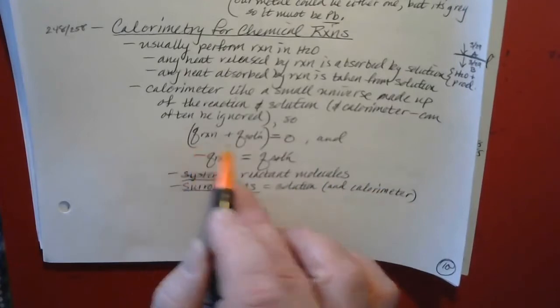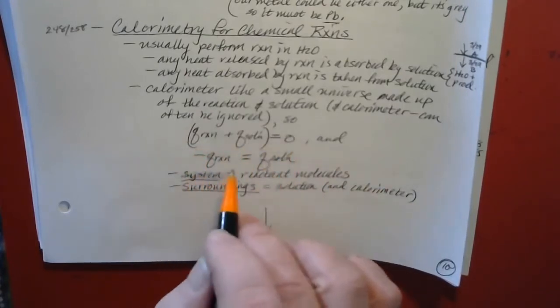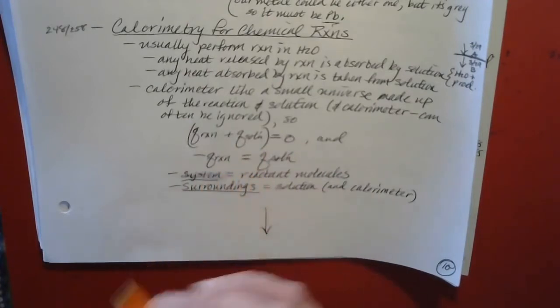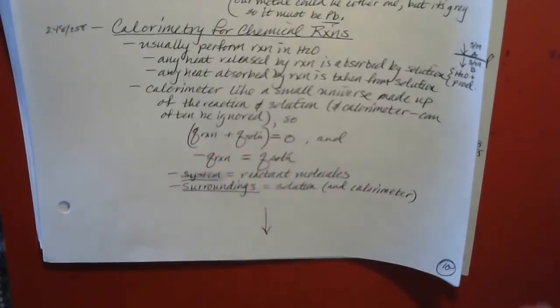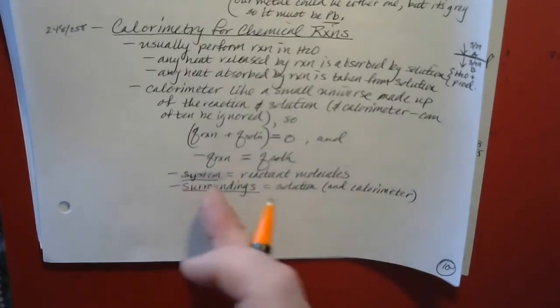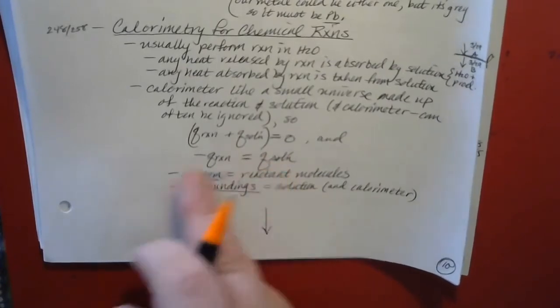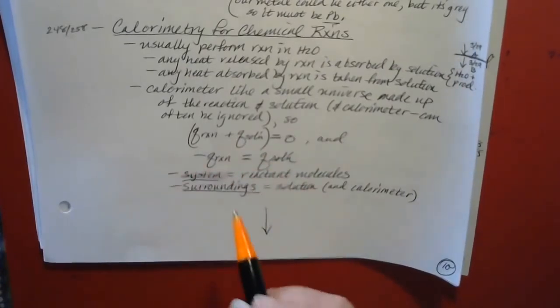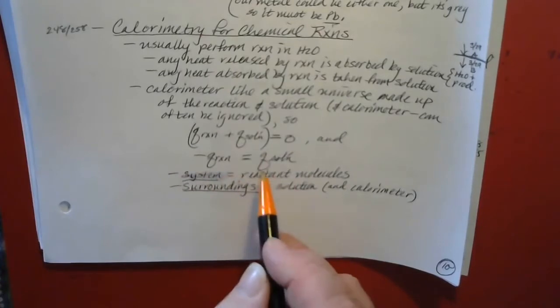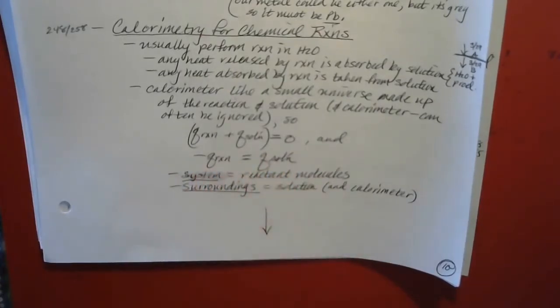And so the Q of the reaction plus Q of solution should equal zero. In other words, the amount of heat lost by the reaction should be the same as the amount of heat gained by the solution, or the amount of heat gained by the reaction should be equal to the amount of heat lost by the solution. So the magnitudes of Q for the reaction and Q for the solution should be the same, but their signs should be opposite.